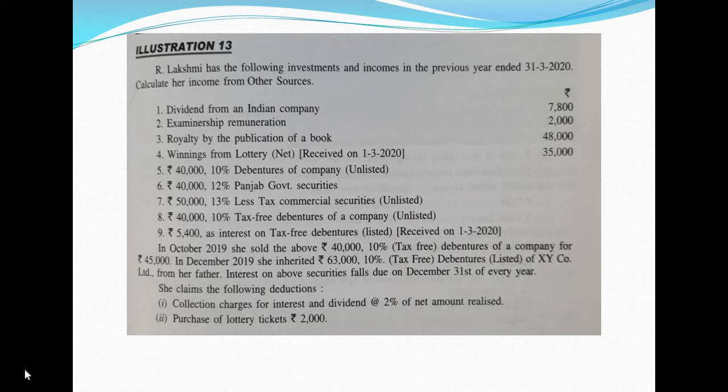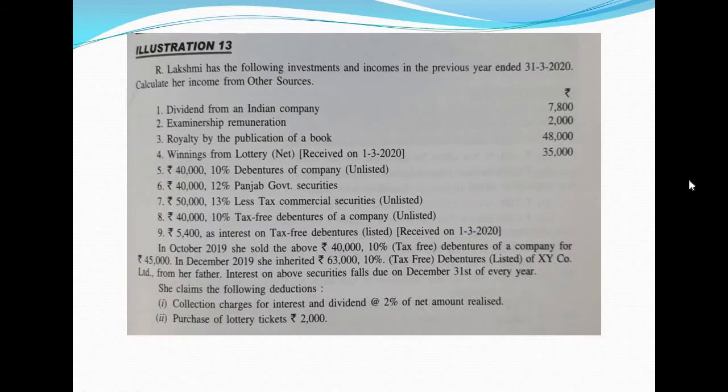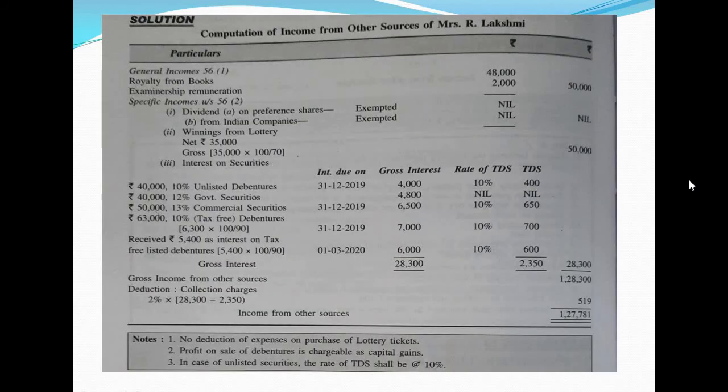So let us look at the solution. Now in this solution, I have divided the income into general incomes under section 56(1) and also the specific income under section 56(2). So for the general income, we have royalty from books, so that will be taxable, that is 48,000 if you look at the problem. And the examination remuneration is rupees 2,000. So the general income will be the royalty from books 40,000 and the examination remuneration rupees 2,000. So it will be in total rupees 50,000.